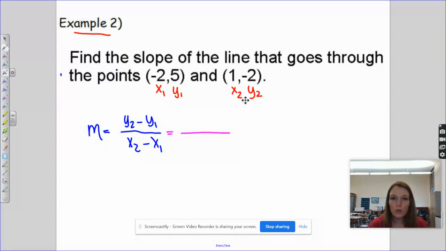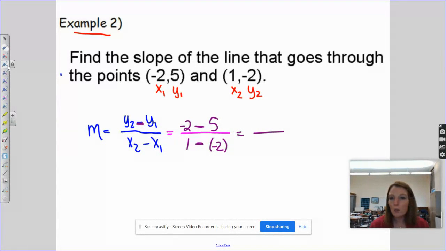So y2 is the number -2, and then I'm going to subtract, that's the subtraction sign from here, y1, which is a 5. And then in the denominator, x2, the x coordinate of the second point, was 1, and then the subtraction sign, and then x1 happens to be a -2. So I put that in parentheses so that I know that this is 1 subtract -2. And then I just do the subtractions.